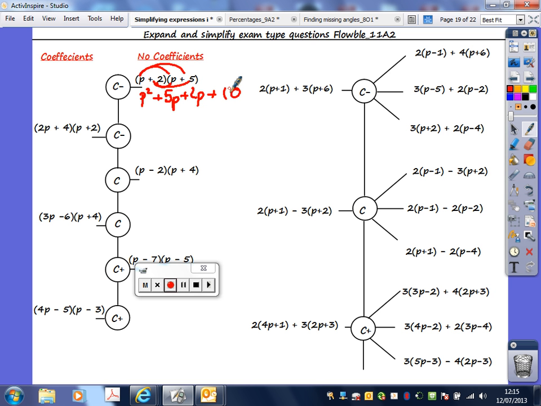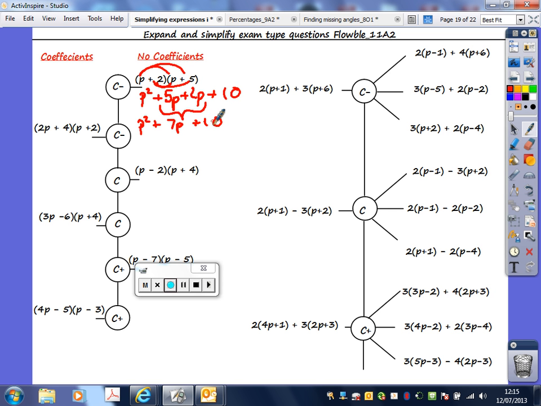Ricky, can you tell me what we have to simplify in these ones? 5p and 2p. Just the middle bit on these ones, because they're not to the power of 1, that's to the power of 2, and they're numbers, so we can't do that. So it's p squared plus 7p plus 10 like that.